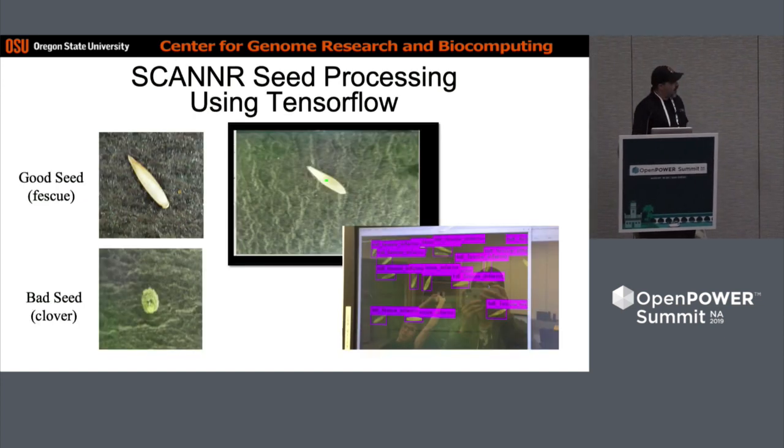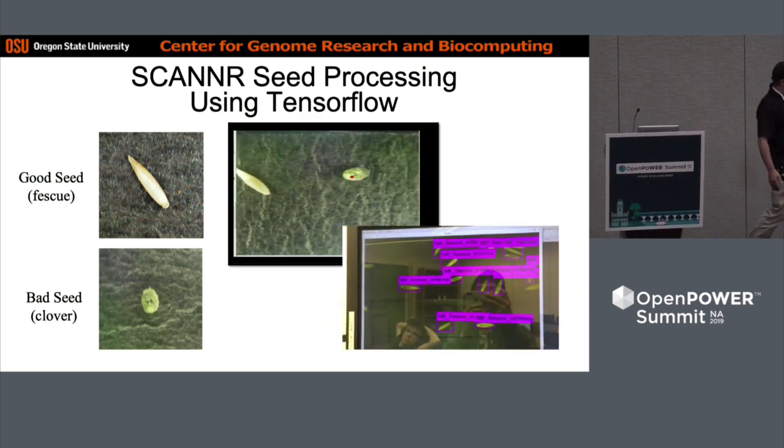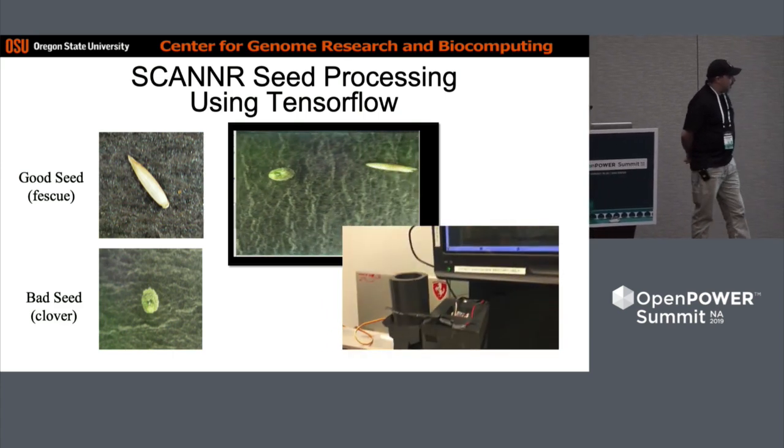So here's the scanner, and you can see these seeds are actually in macro lenses, so they've actually been blown up. But our goal was to be able to say that's a good seed and that's a bad seed. And this came from a lot of training data.